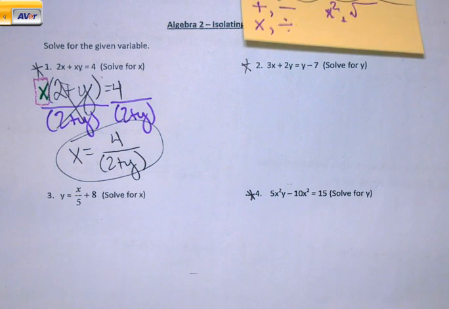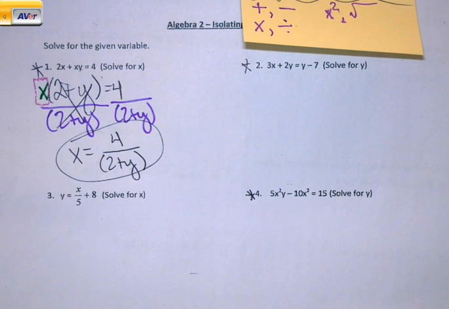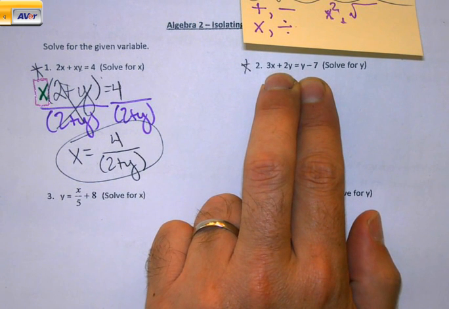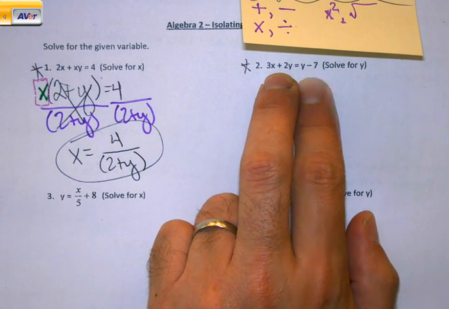And so as I look through these, sometimes, like we said, if I see the same variable twice, I'm going to have to factor. Other times, that may not be the case. I give you number 2. You're like, okay, solve for y. Ooh, there's y's, but they're on different sides of the equals. Yeah.